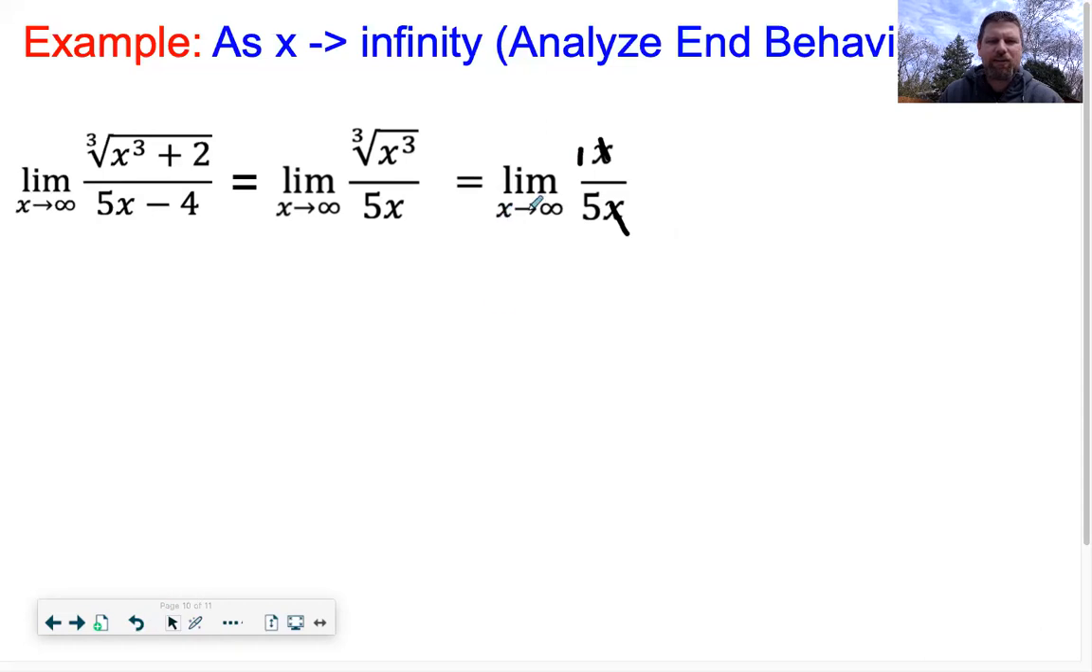And then as x goes towards infinity, 1/5 is just going to stay at 1/5. It doesn't care what x is doing. No matter how big x gets, 1/5 is always still going to be 1/5. So this limit is equal to 1/5.